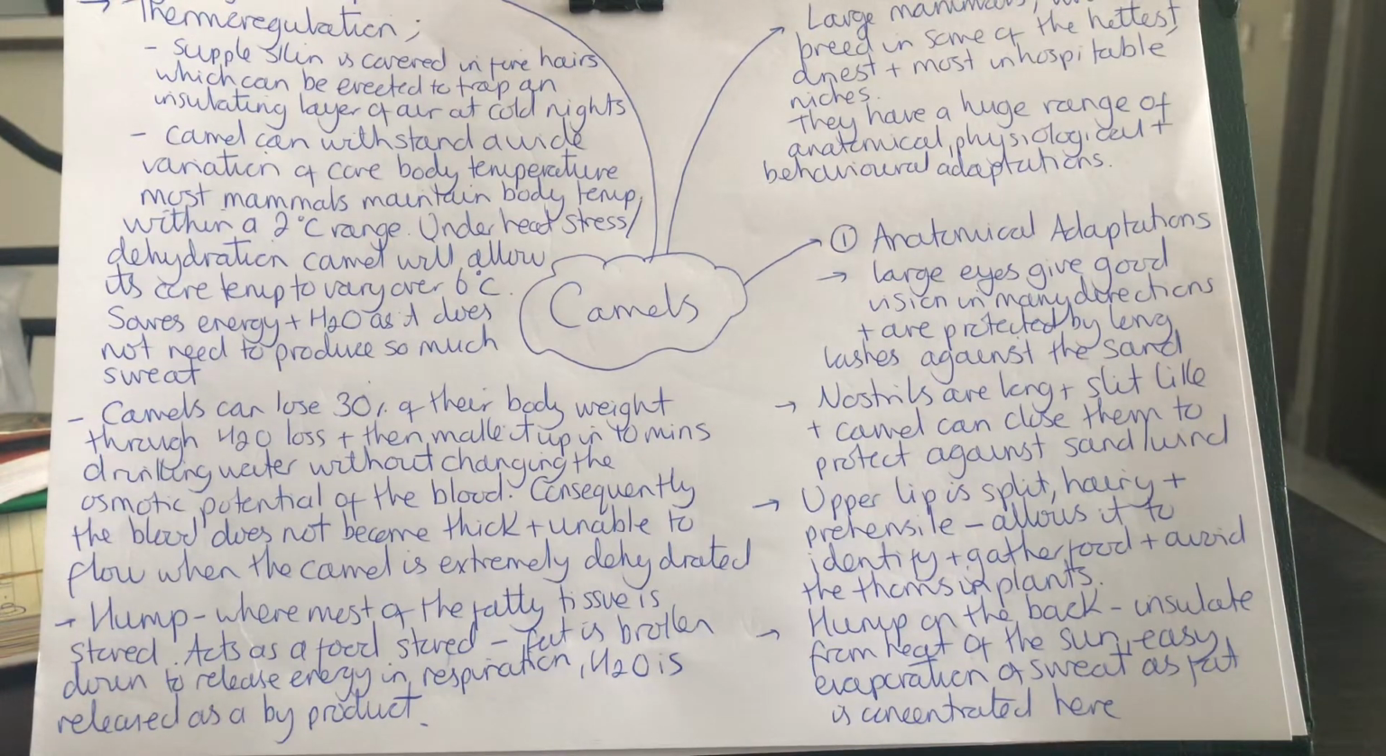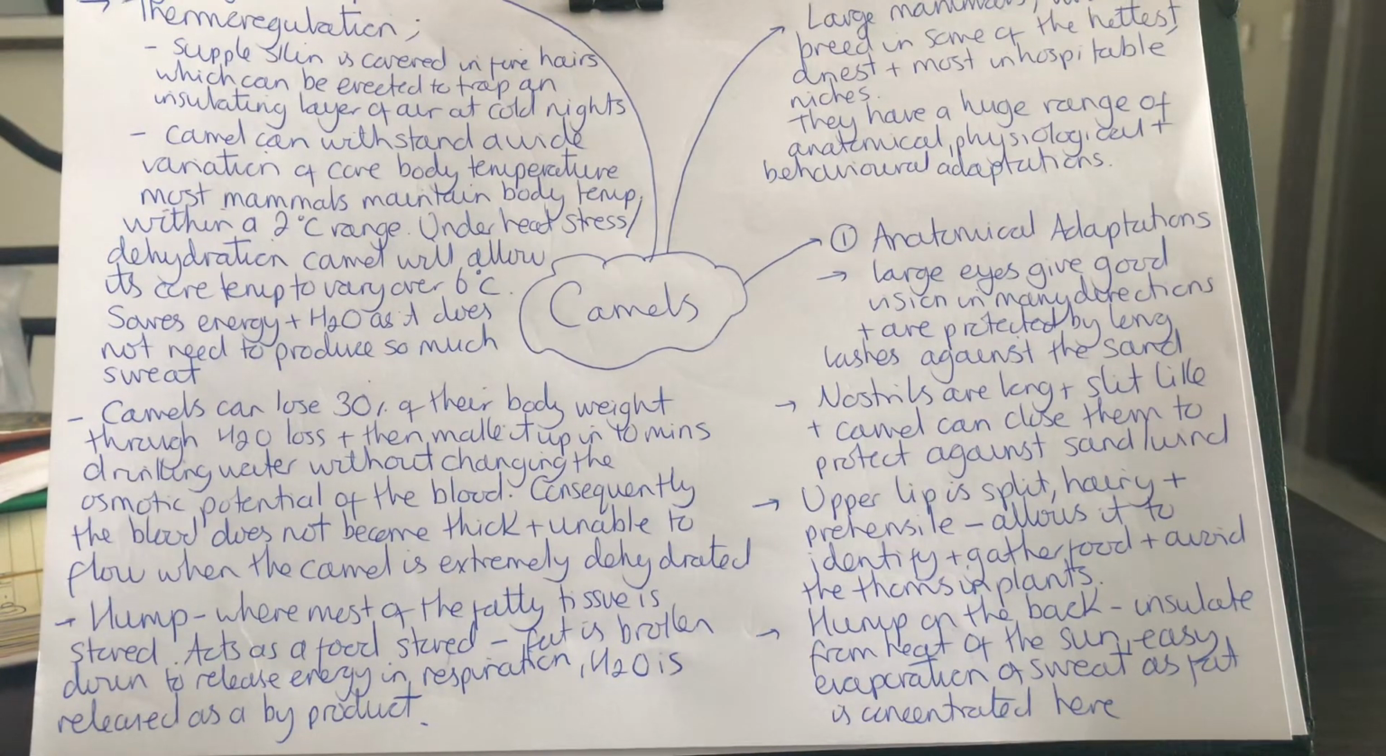So their skin is covered in fine hairs, which can be erected to trap an insulating layer of air on cold nights. So we often think about a camel being hot and trying to keep cool, but as you guys know, in a desert at night it can actually get really, really cold. So the camel needs to be able to cope with that as well as the heat. So it uses these fine hairs to trap that layer of air to keep it warm during the night.